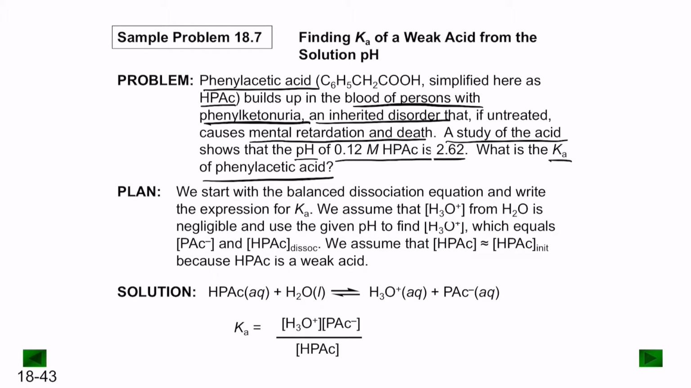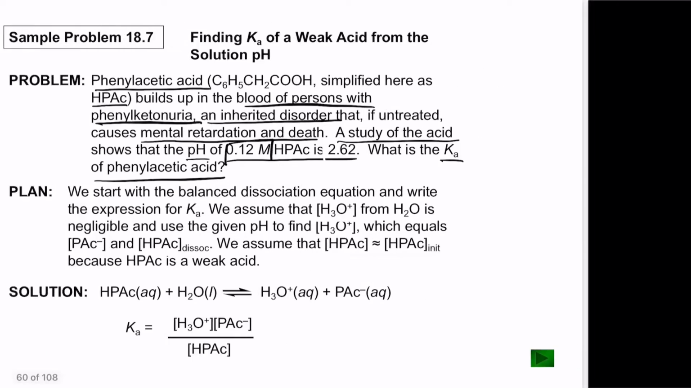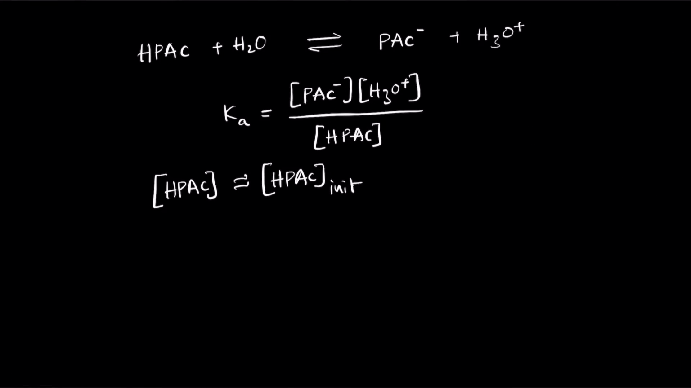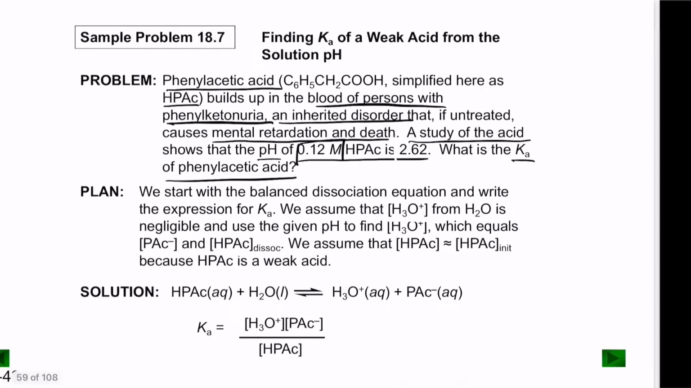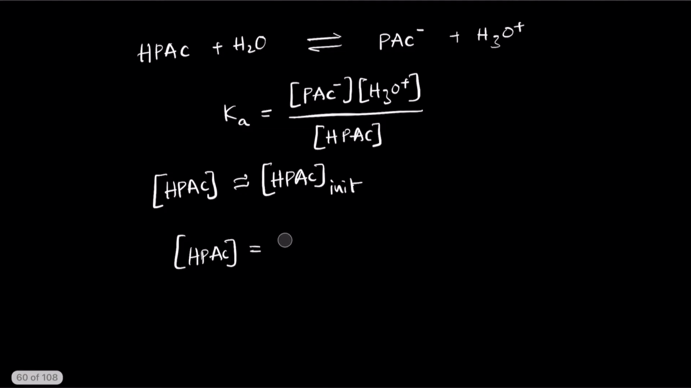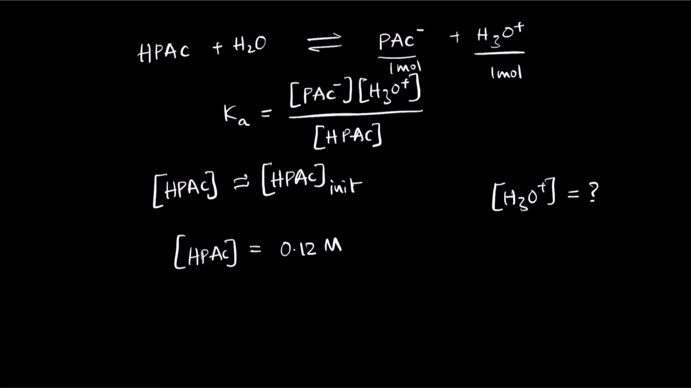So the initial concentration given here is 0.12 M. And let's consider that the concentration of HPAC here is 0.12. Now we need to know the H3O plus concentration here. And we notice that the H3O plus concentration will be the same as the PAC minus concentration because each of them is 1 mole each.